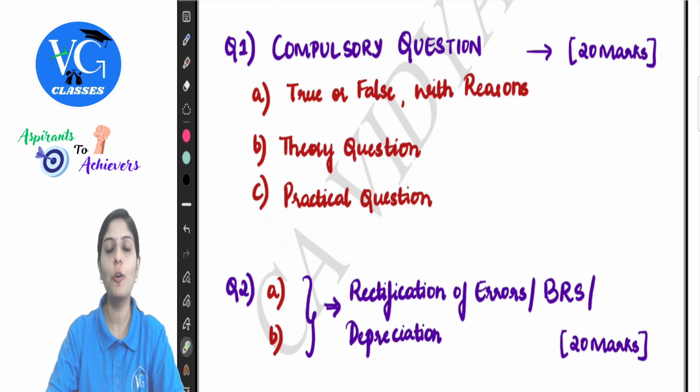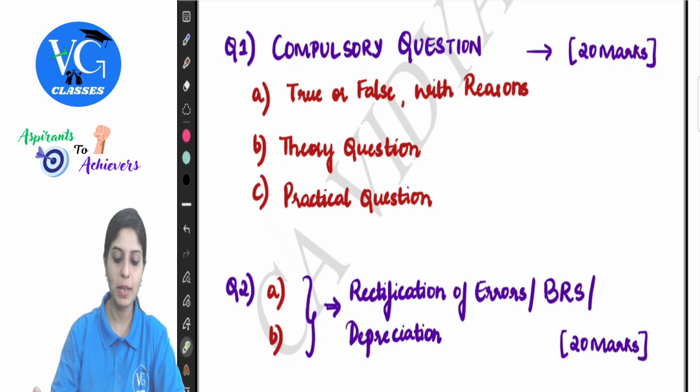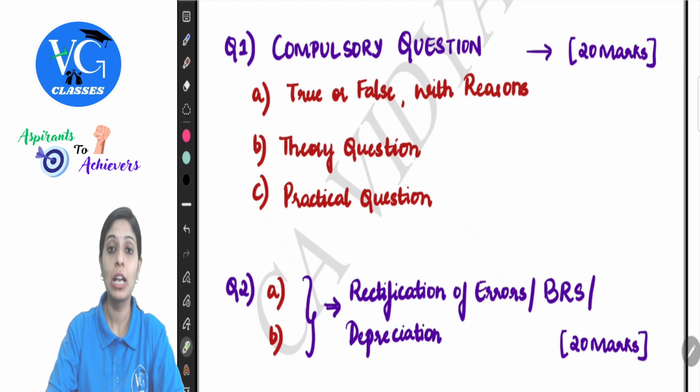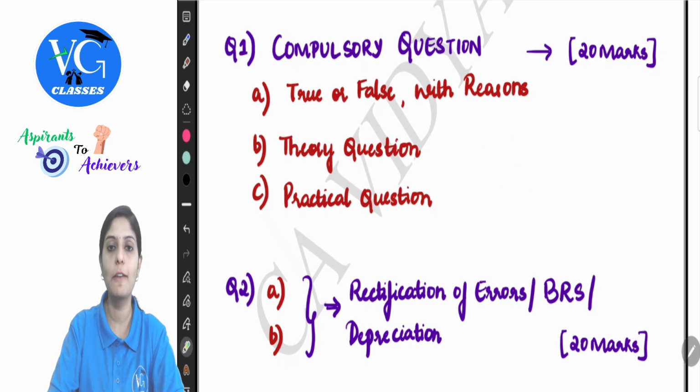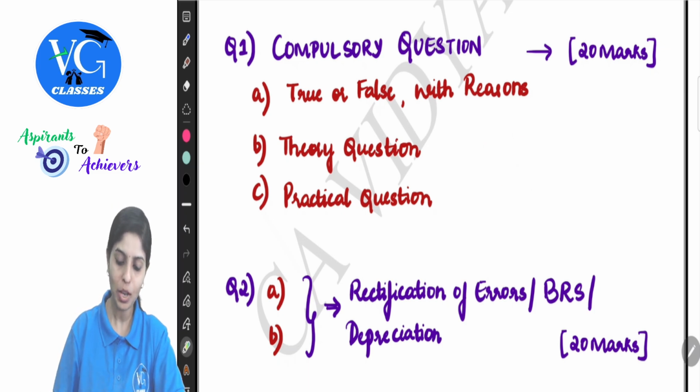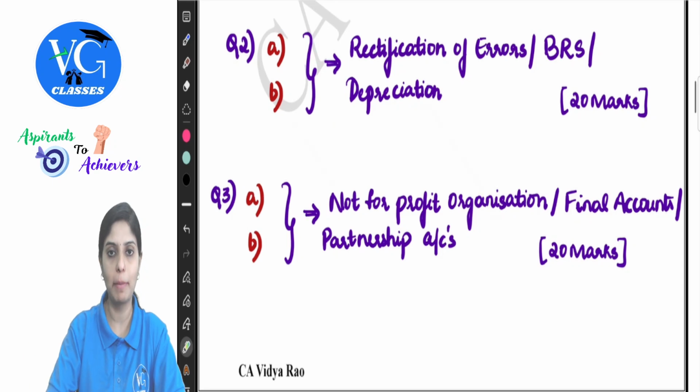A will be a true or false based question for 12 marks. There will be totally 6 questions, each for 2 marks, 1 mark for true or false and 1 more mark for the reason. Why do you support it as true or false? And 2 subparts, part B and part C. Part B will be a theory question and part C will be a small practical question. Generally, we can come across these questions at 4 marks each, 1 theory and 1 practical, and the balance 12 for the true or false.